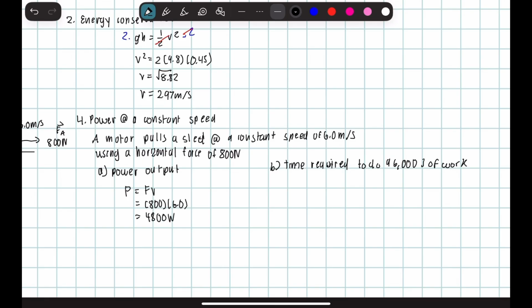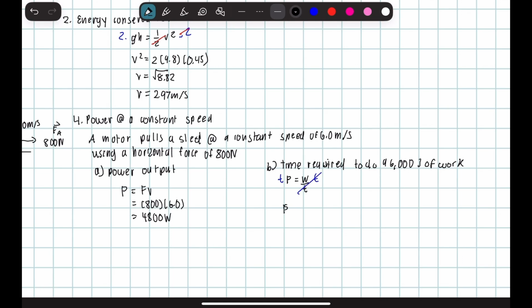Now for part B, we just have P is equal to W over T. We want to get the time, so we rearrange that by multiplying both sides by time, and then dividing both sides by P again. Then time is equal to work over power. So T is equal to 96,000 over 4,800, and then T is equal to 20 seconds.